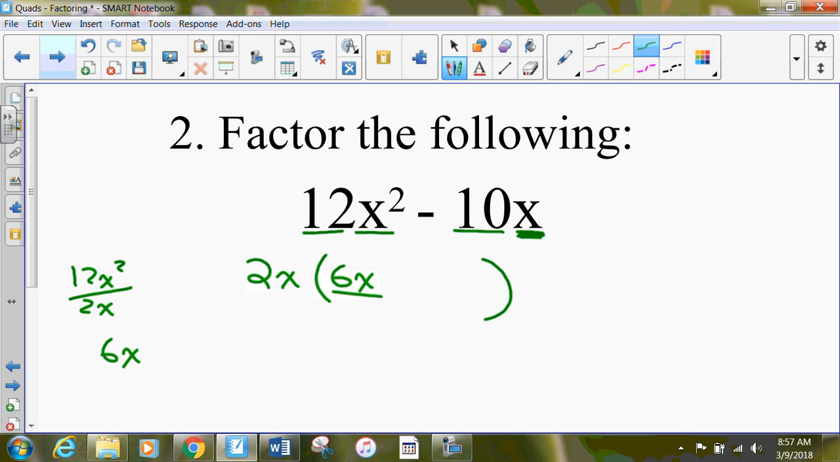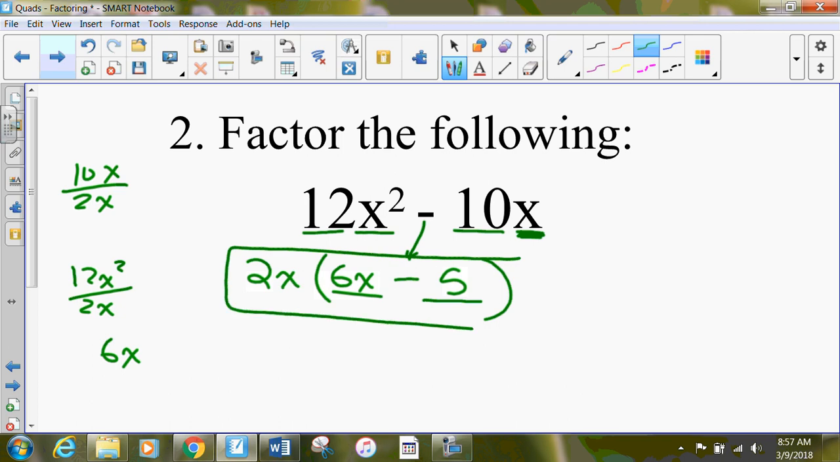Okay, same thing here. If I looked at the 10x and I divide it by what I'm pulling out, 2x, I see that I get a 5. There's the minus, I'm going to pull that down. But once again, you could just say to yourself, what do I put here so that 2x times that gives me my negative 10x? So this is the same thing as what we started with. It's just that it's in what we call factored form, because we factored out our GCF. So it's now in factored form.